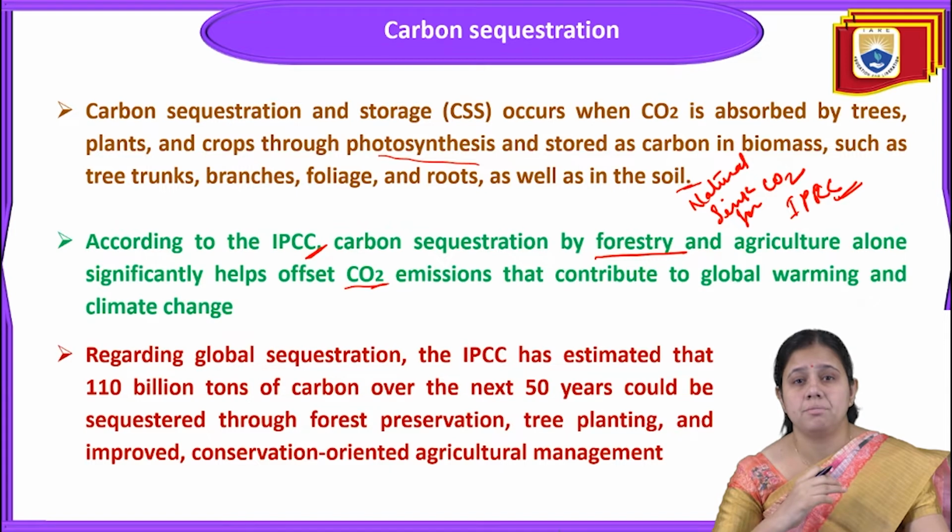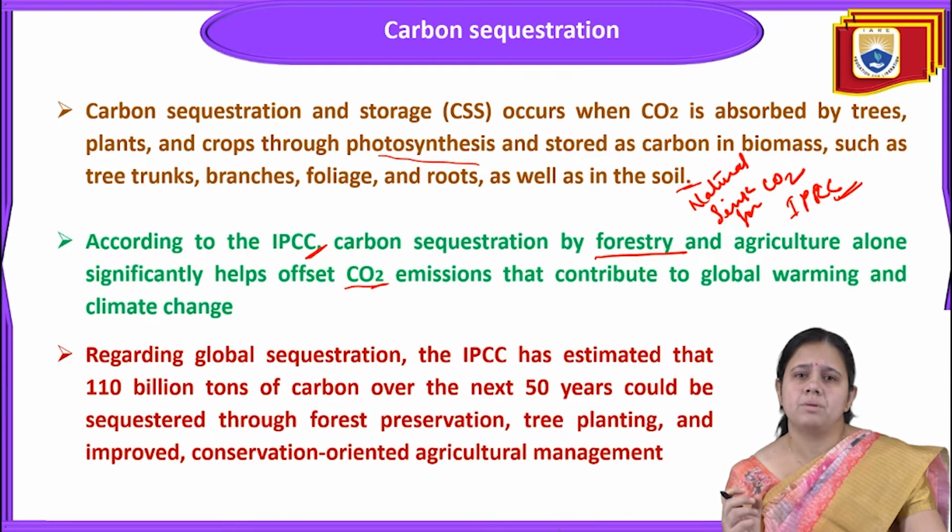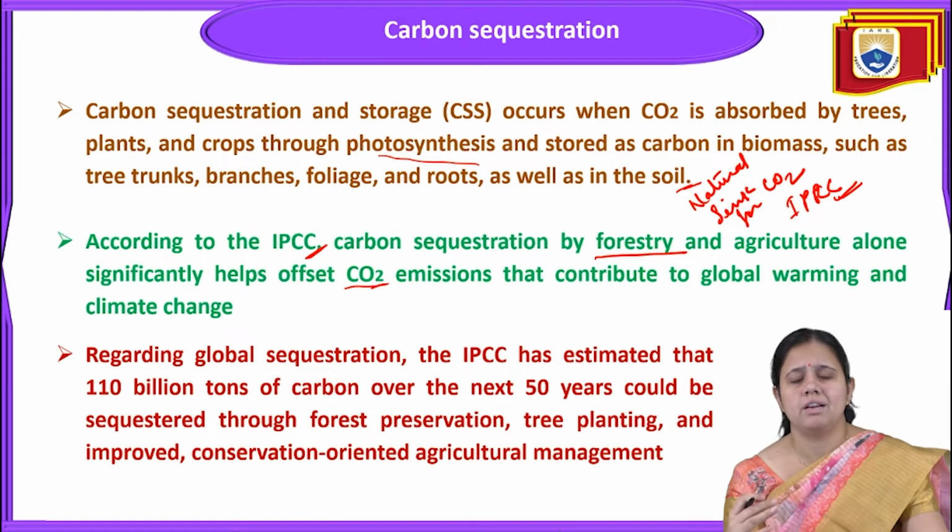It means if we plant more trees, they will absorb carbon dioxide, and this will lead to the mitigation of global warming. That's why plantation is very important, because a tree alone is capable of absorbing carbon dioxide into its biomass or leaves.